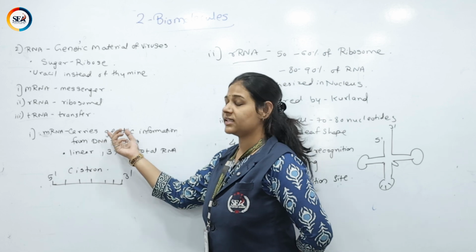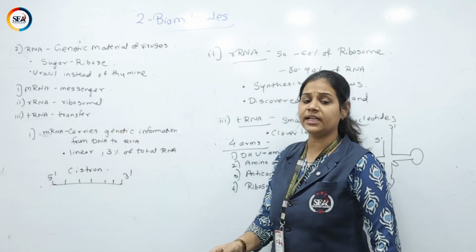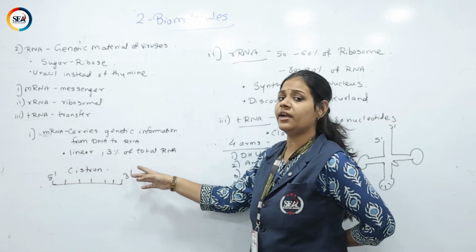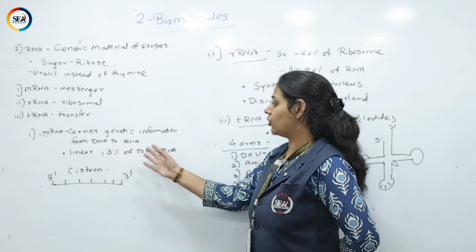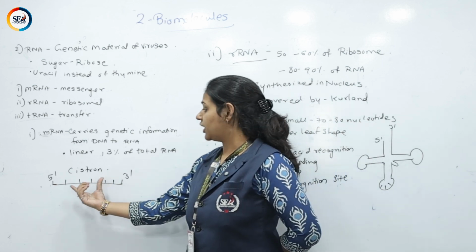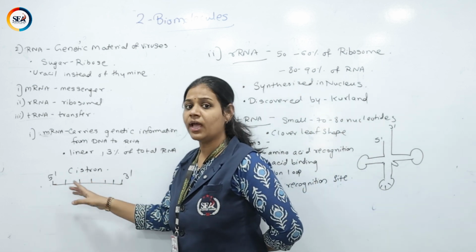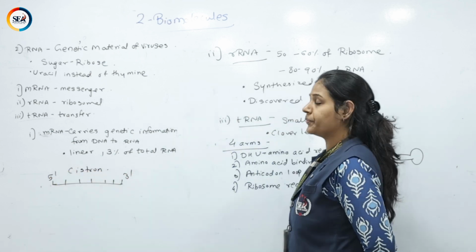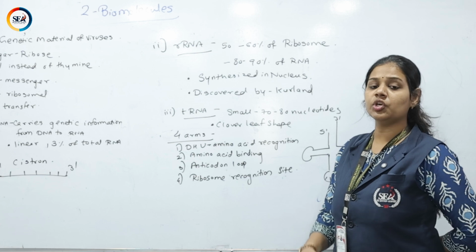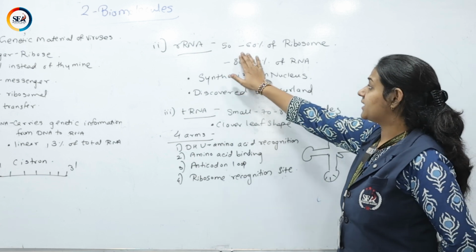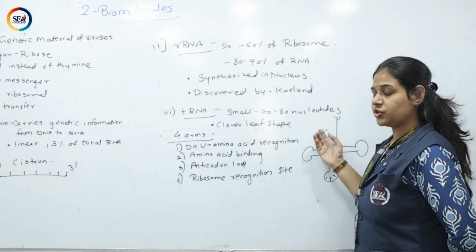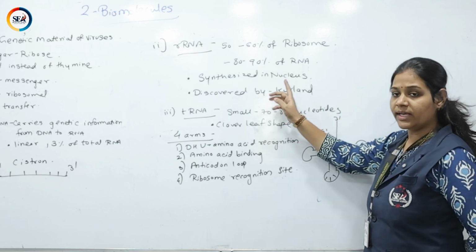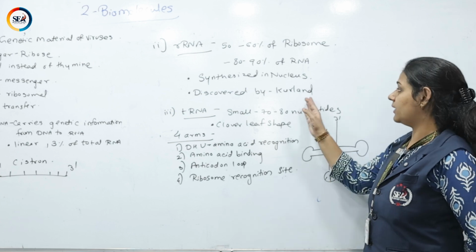First, mRNA is the carrier of genetic information, which carries information from DNA to the ribosome. It is linear and occupies 3% of the total RNA. The functional unit of mRNA is called a cistron, and the synthesis always begins from the 5' end and ends at the 3' end. Second is rRNA, or ribosomal RNA, which makes up 50 to 60% of ribosomes and 80 to 90% of the RNA synthesized in the nucleus, and this was discovered by Corland.